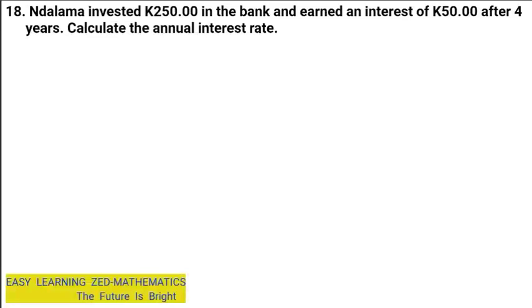Ndalama invested 250 kwacha in the bank and earned an interest of 50 kwacha after 4 years. Calculate the annual interest rate.